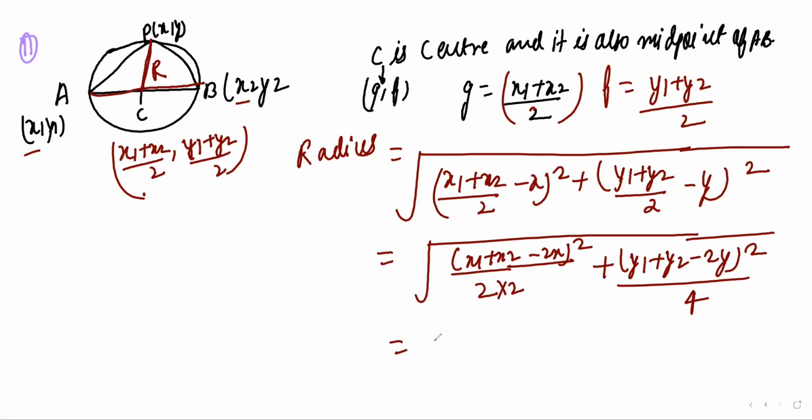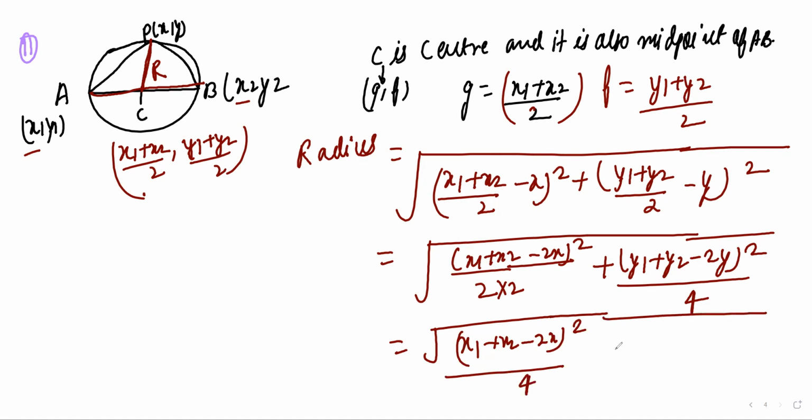So this will be what? It will be under root of (x1 + x2 - 2x) whole square divided by 4, plus (y1 + y2 - 2y) whole square upon 4, right? This is the radius part.